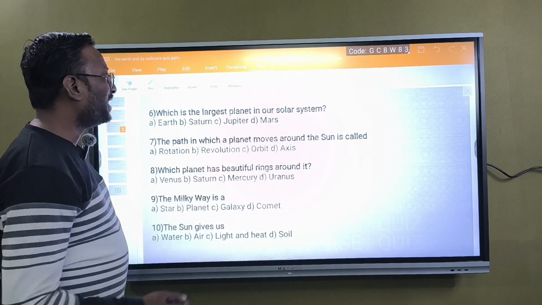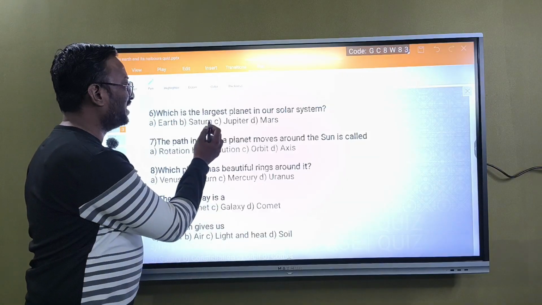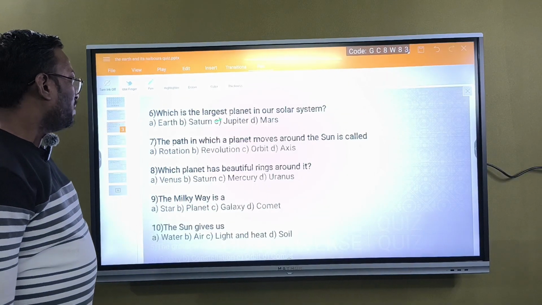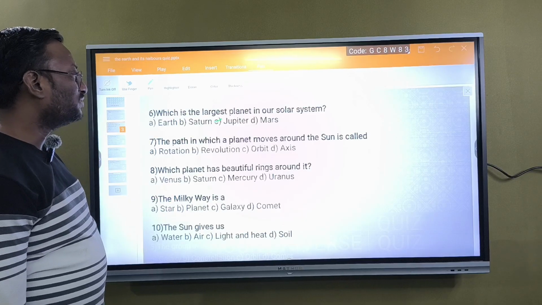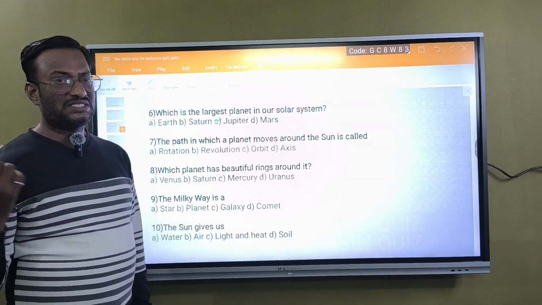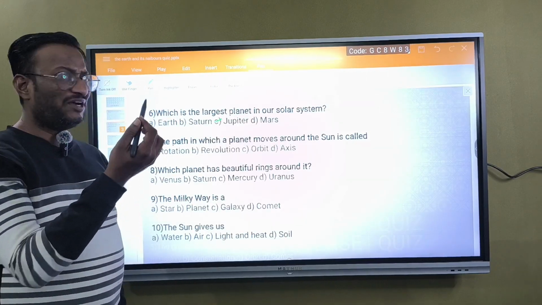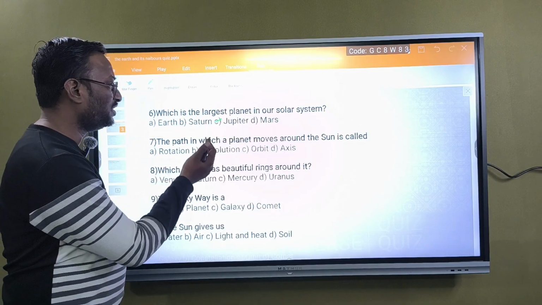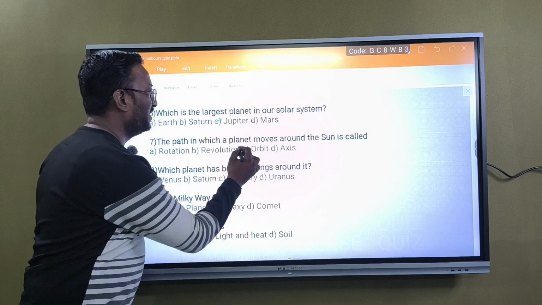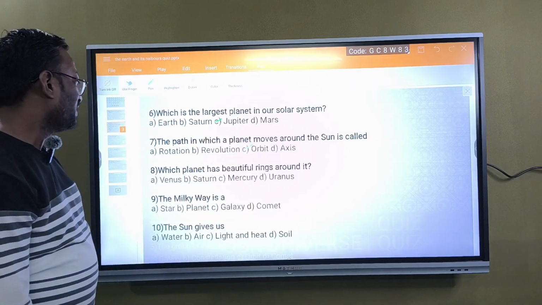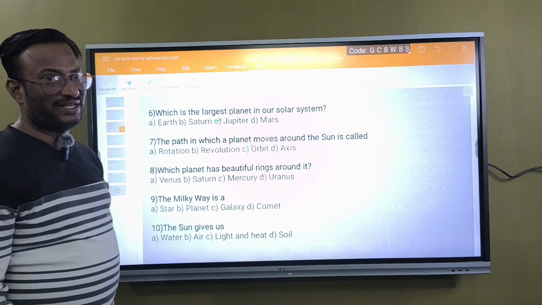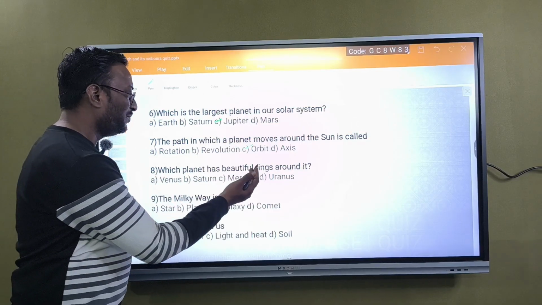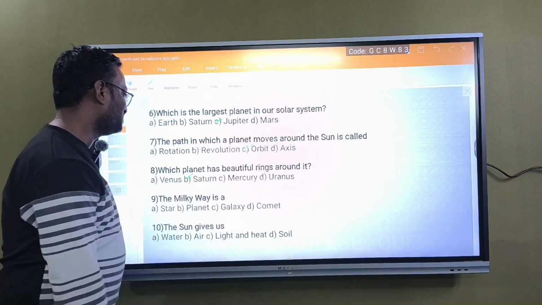Which is the largest planet in our solar system? Earth, Saturn, Jupiter, Mars. It's Jupiter. The path in which a planet moves around the sun is called, what do we call that path? Is it rotation, revolution, orbit, axis? It's orbit. Which planet has beautiful rings? We already discussed this one. Venus, Saturn, Mercury, Uranus. It's Saturn.